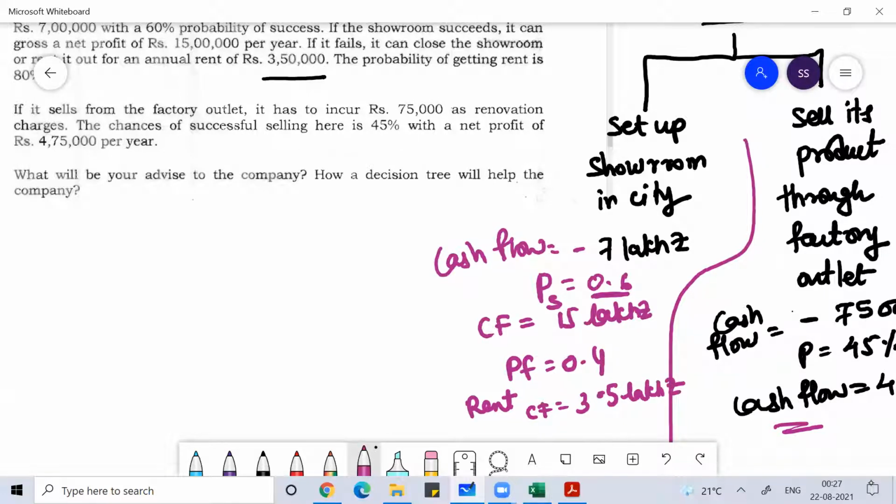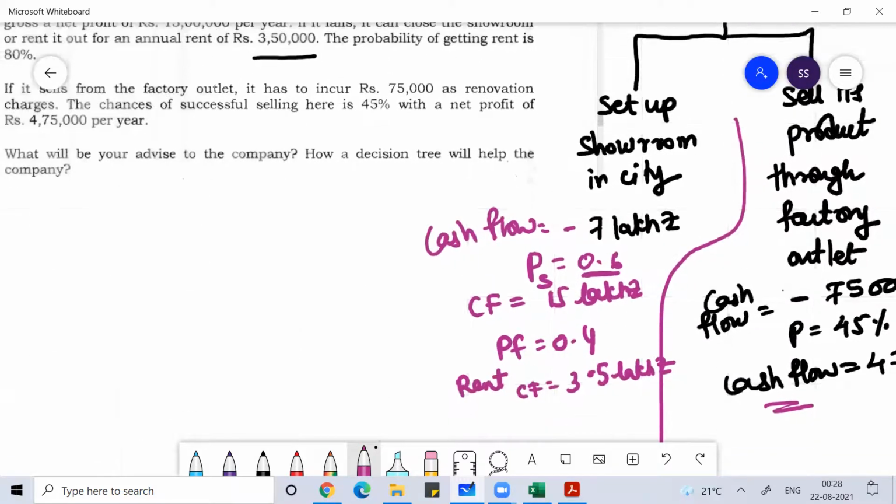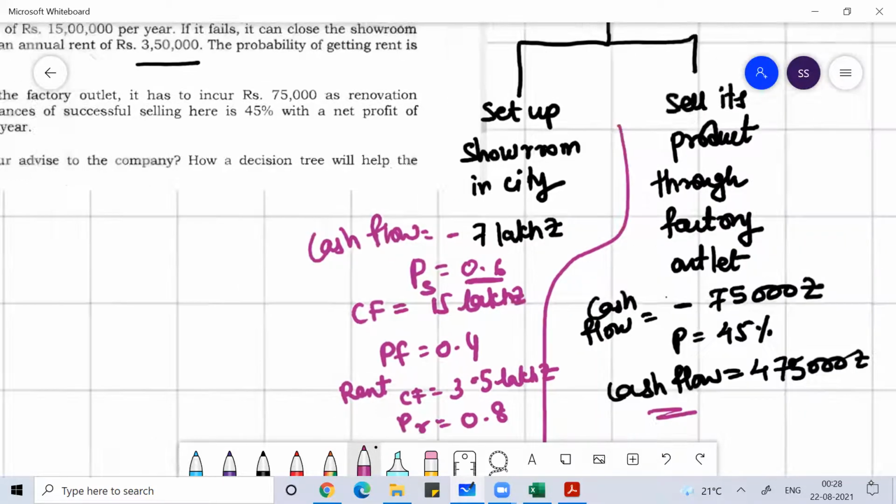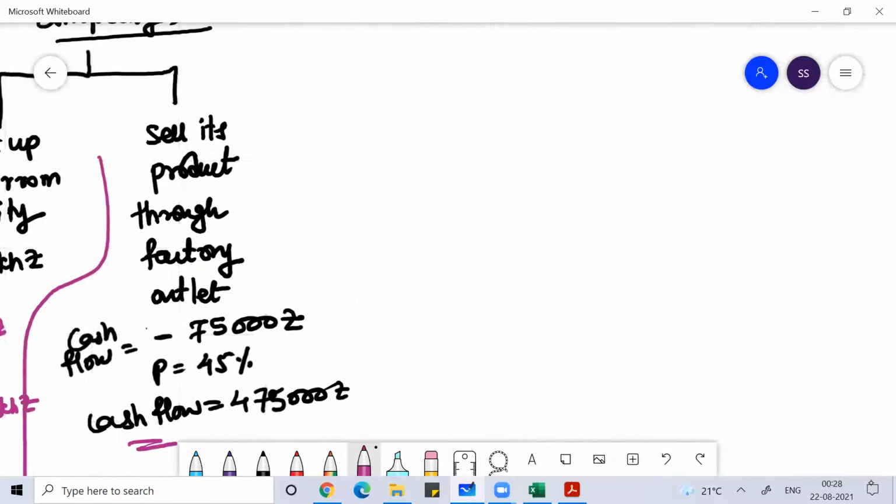Okay, where the probability of getting rent is 80%. So the probability of getting rent is 80%. So we'll talk about them. So let's draw a decision tree, and then we can individually analyze both the options, option one and option two. Okay, so first let's analyze option one.